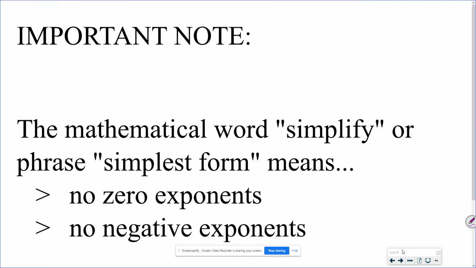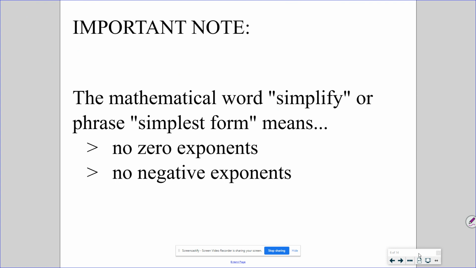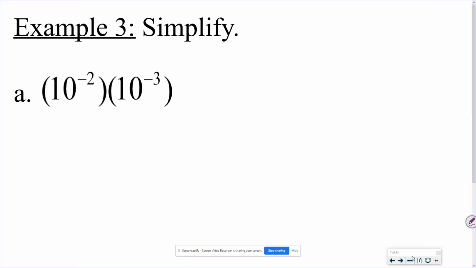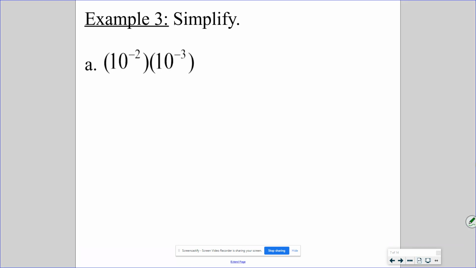Okay. Let's look at some more challenging problems now. So just a quick note. If someone tells you to simplify something in math regarding exponent rules, that means you do not want any 0 exponents in your answer, and you do not want any negative exponents in your answer. No 0 exponents, no negative exponents. Okay, here's your first simplify example. So I'm going to actually show you 2 ways to do this problem, and you can do this problem either way. Whatever you think makes the most sense to you, that's what you're going to do.